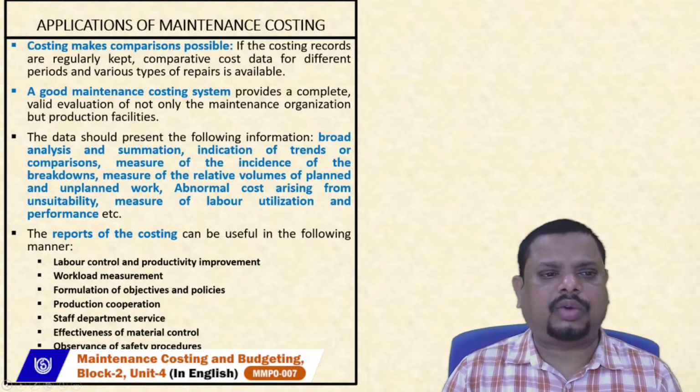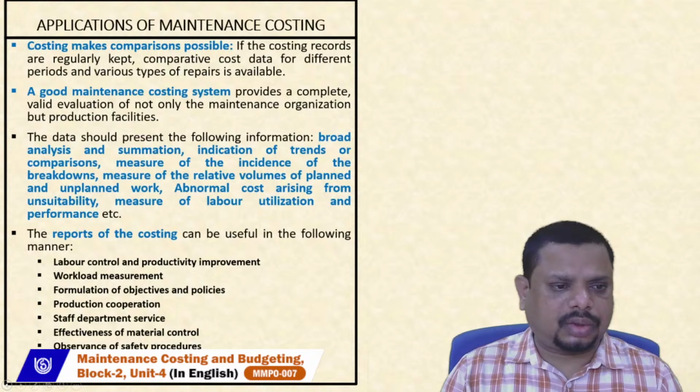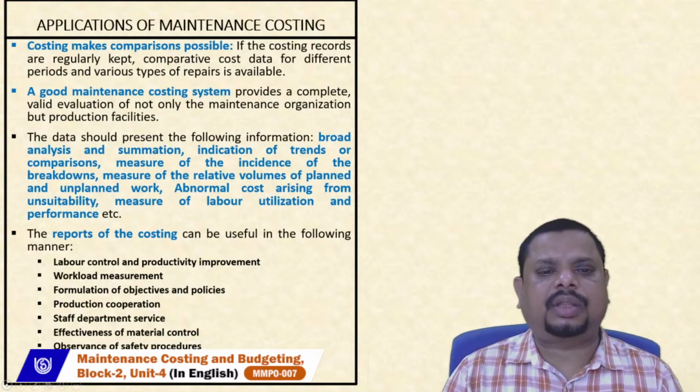So that whenever they go for validation and evaluations, in those cases, it is not only the maintenance organization, but it also includes the production facilities. So the data should be reported with the following information. The first one is broad analysis and summations.